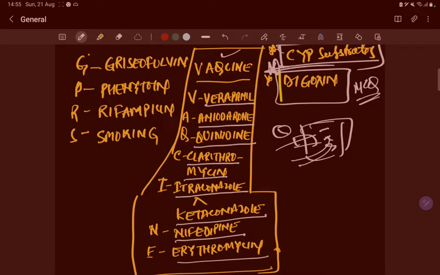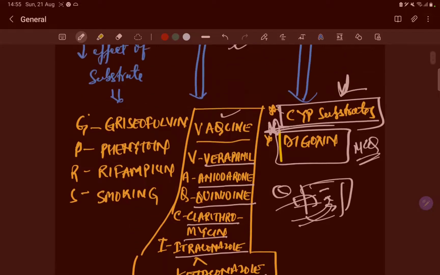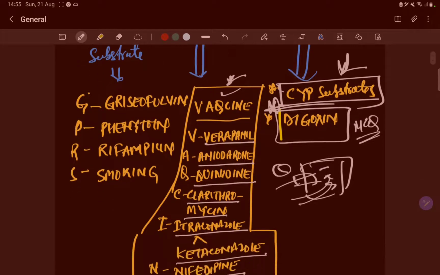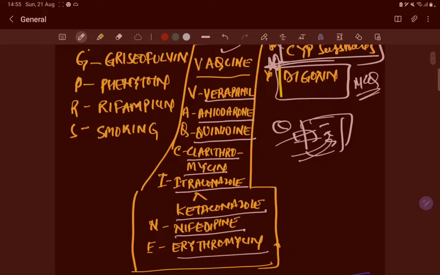So you can make some mnemonic on your own, or just go through the mnemonics which I give. At the end of the day, don't just remember the mnemonic and forget the drugs. I'll repeat, these are drugs causing toxicity of different drugs because of the inhibition of the P glycoprotein, and these are verapamil, amiodarone, iodine containing drug, quinidine in malaria, clarithromycin, itraconazole, antifungal.